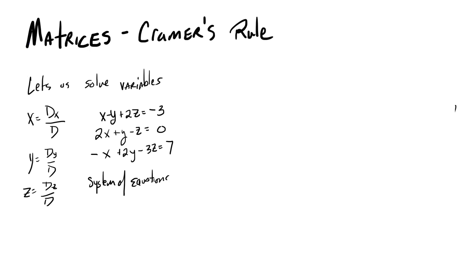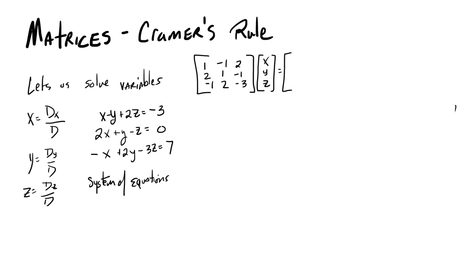What we're going to do is take this system of equations and put it into a matrix. We're going to use the coefficients, so it'll be 1, negative 1, 2, then 2, 1, negative 1, then negative 1, 2, negative 3. That would be the matrix of the coefficients. Then, just like I showed you in class, we multiply by x, y, z, and that equals the answers, negative 3, 0, and 7. So this is what it looks like in matrix form.